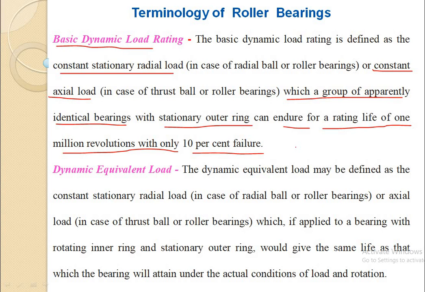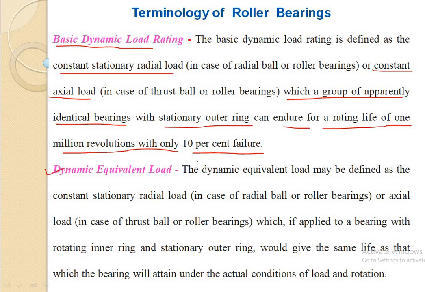Understand? If the same bearings have a stationary radial load and stationary axial load acting, and when that load is acting on the bearing, if that bearing can complete 1 million revolutions with 10% failure, then it is known as the basic dynamic load rating. 10% failure means 90% of the bearings should have completed this criteria. That is the basic dynamic load rating.